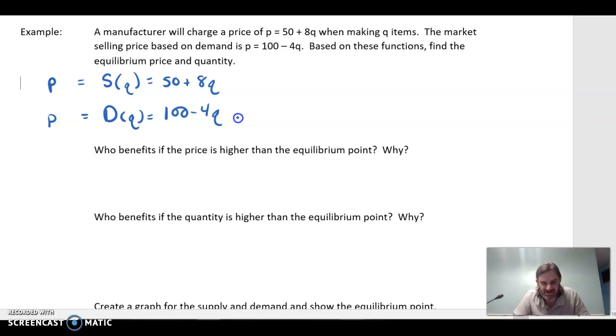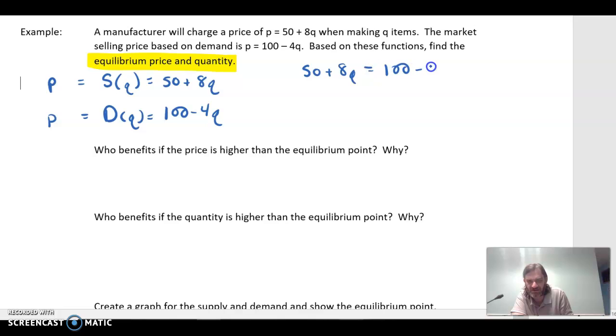Who benefits? Okay, I said find the equilibrium price and quantity, so I never finished this problem up here. So we've got to figure that out. So basically, what we're going to do is we're going to set these two functions equal to each other. 50 plus 8Q equals 100 minus 4Q. And so we'll solve this. We'll get our Q's on one side, so we'll have 12Q, and we'll take our 50 over, so we'll have equals 50. So if I divide that out, let's see if it gives me a nice number.